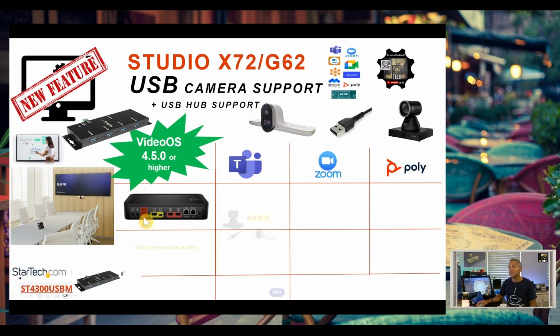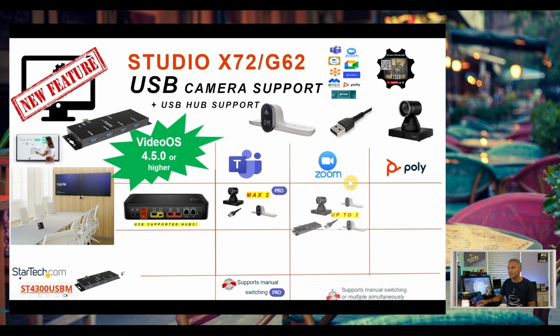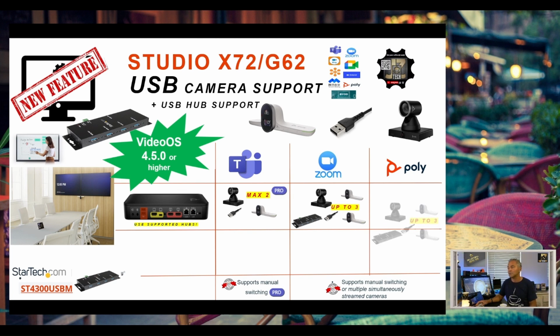Now, with Microsoft Teams, you have support for a maximum of 2 USB cameras today. And of course, don't forget that you need the Pro license to even support multiple cameras. With Zoom, you need the hub because you can connect 3 USB cameras, but that is not possible on the G62 itself. So there the hub will come along to connect additional devices. And again, if you need a touchscreen, you've got an extra DSP, and of course you also need that USB hub.